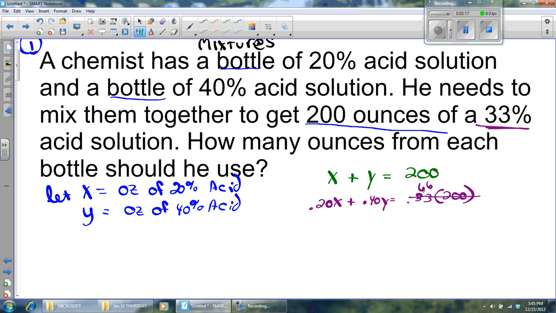And now I'm going to choose to do this problem using substitution. So the first thing I'm going to do is solve for x in this green equation. x is going to equal 200 minus y. You could do elimination, or you could have chosen to solve for y or something like that, but it's relatively easy to do it by substitution.